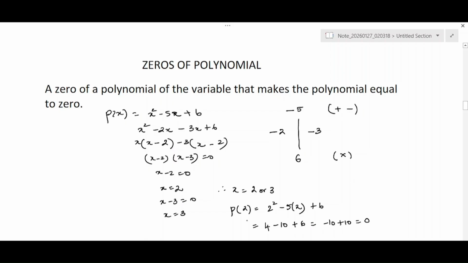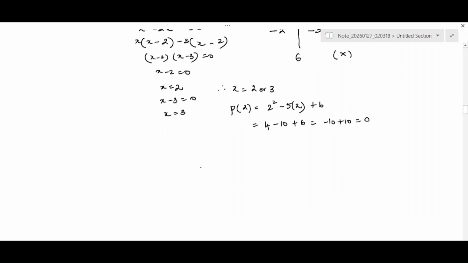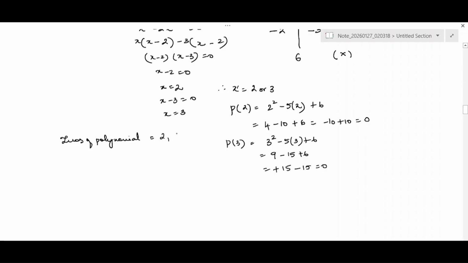Same way, p of 3. So x squared becomes 3 squared minus 5 into 3 plus 6. This is 3 squared is 9 minus 15 plus 6. So this is plus 15 minus 15. This becomes 0. Zeros of the polynomial are 2 and 3.